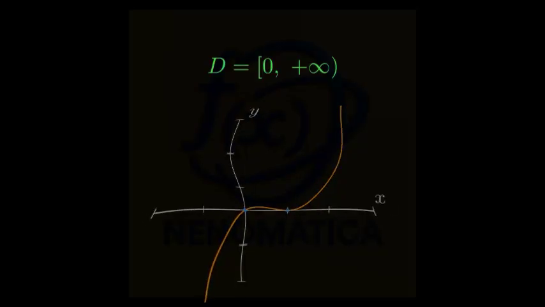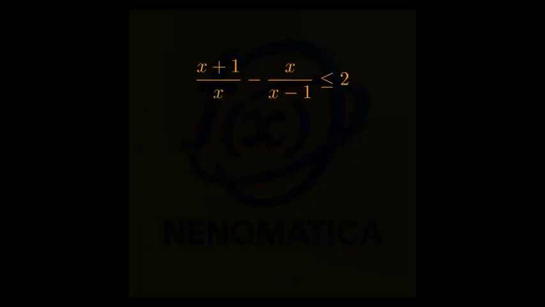In this lesson, we will solve a quadratic inequality in one variable by converting it into a single rational expression, and then using a sign chart. Our problem is the fraction x plus 1 over x minus the fraction x over x minus 1 is less than or equal to 2.